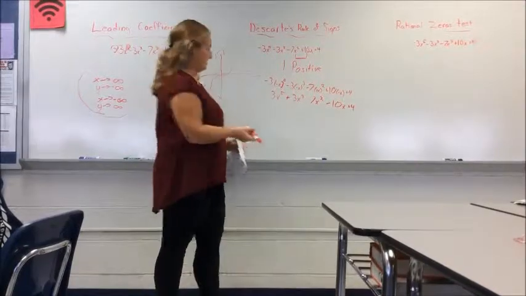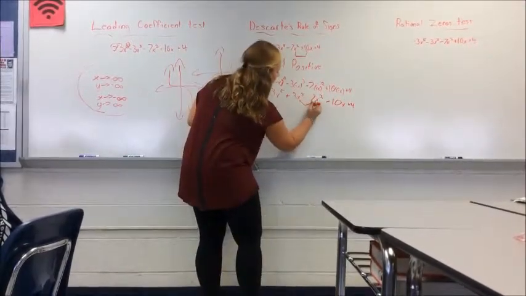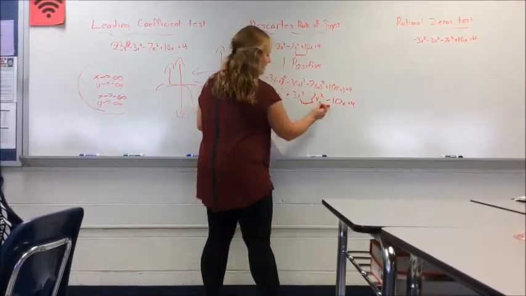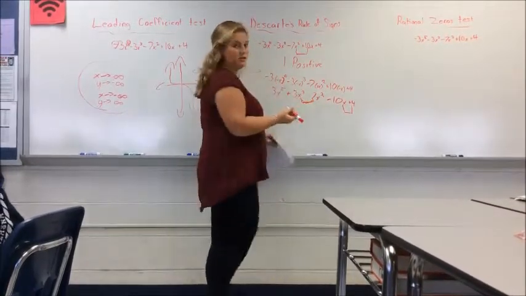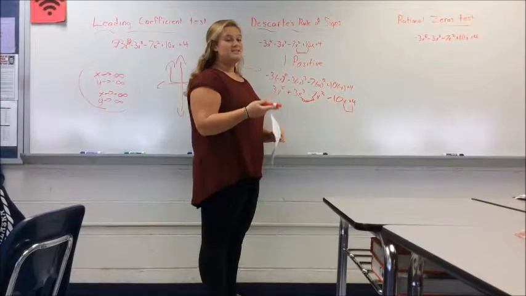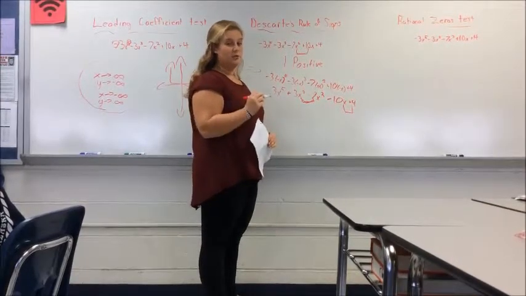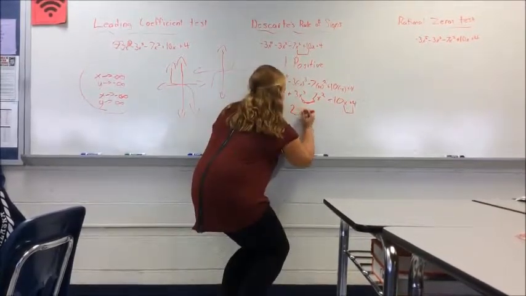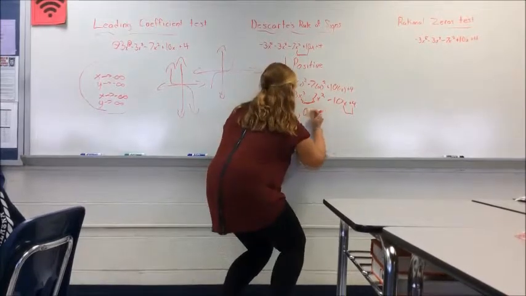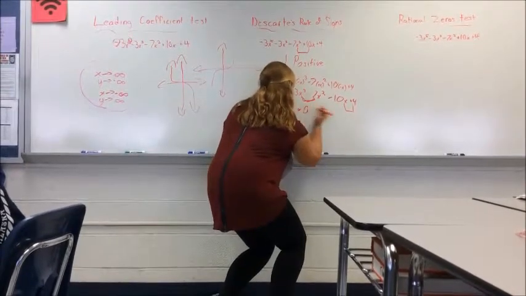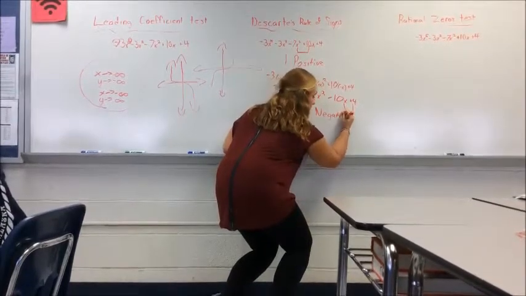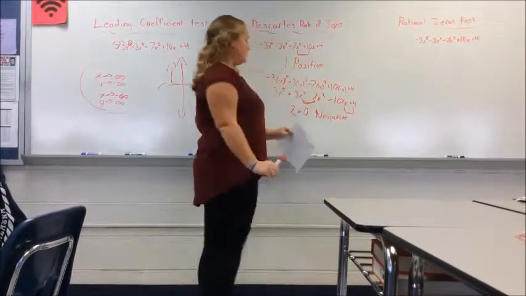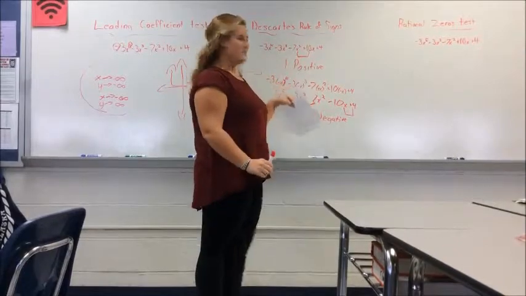Now we check for the sign changes. We have 1 and 2. So there are 2 negative zeros. But because the zeros come in pairs, there could also be no negative zeros. So we have 2 or 0 negative zeros. I'm just going to kind of read sideways there. So 2 or 0. And that's it for Descartes.